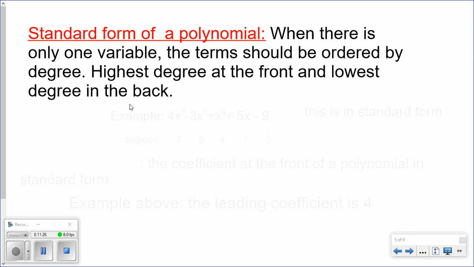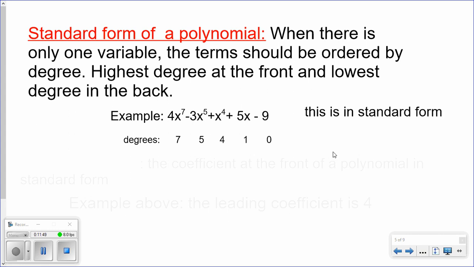Okay? Here's an example of standard form, because if you take the degree of each term, they're actually in order. So the degree of the first one is 7, degree of the second one is 5, 4, 1, because it's got an invisible 1 here, and the constant is 0. Okay, so it goes in order from greatest to least. So this is standard form.